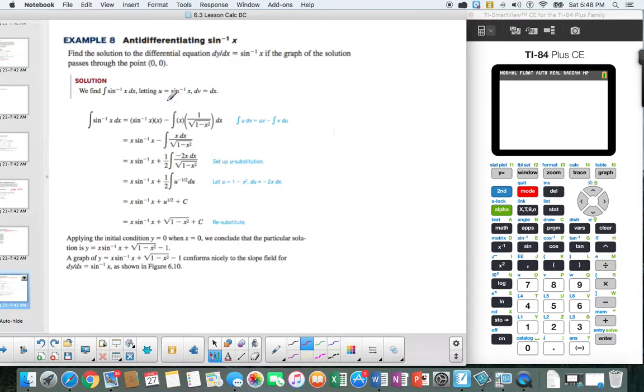Again, letting u be equal to the sine inverse of x and dv equals dx. And you can go through this process. And after you get that, you can go ahead and resubstitute your initial condition to find the particular solution. And this is the end of the screencast.